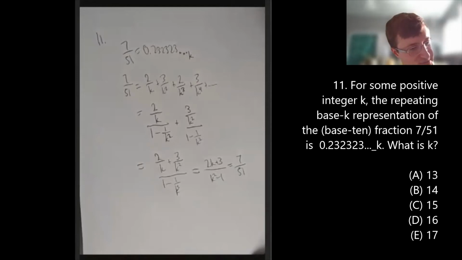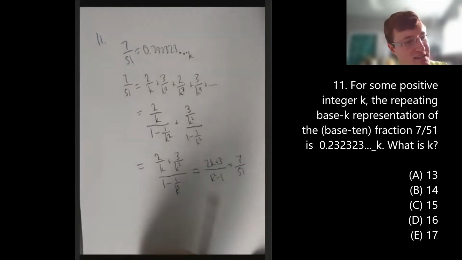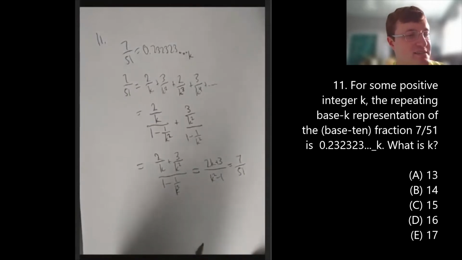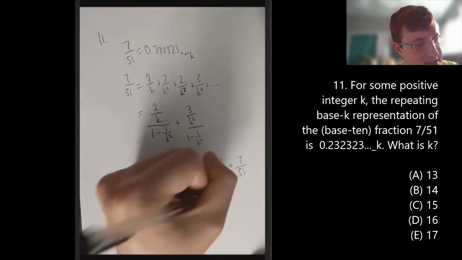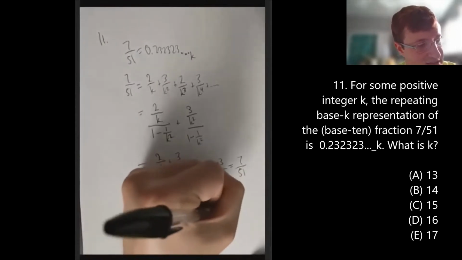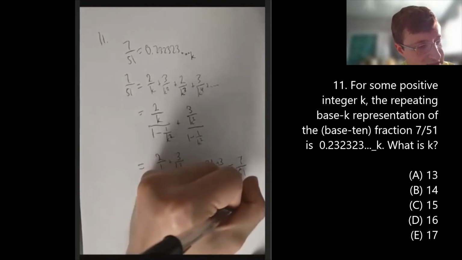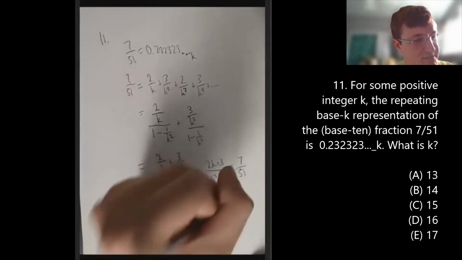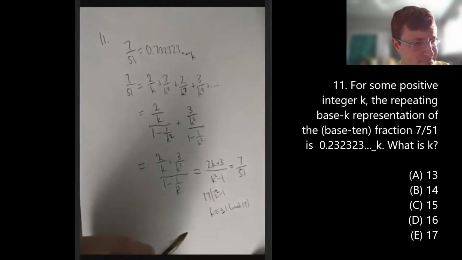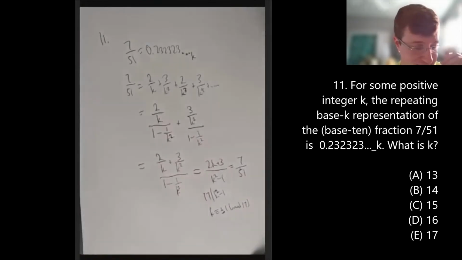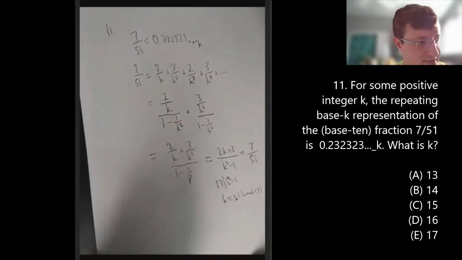Okay, well, if I want to be a little tricky, k squared minus 1 has to be a multiple of 51. So 17 is a factor of k squared minus 1. So k is plus or minus 1 mod 17. So it's either going to be 16 or 18. Well, and only 16 works among all the answer choices, but let me just try it anyway.